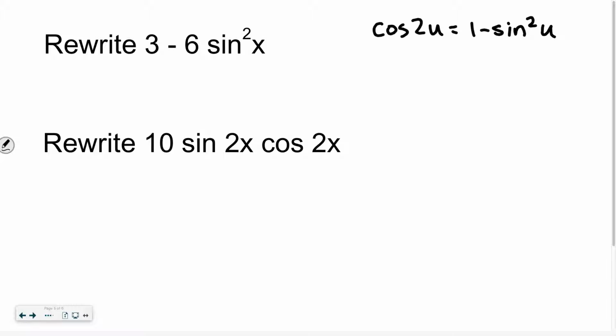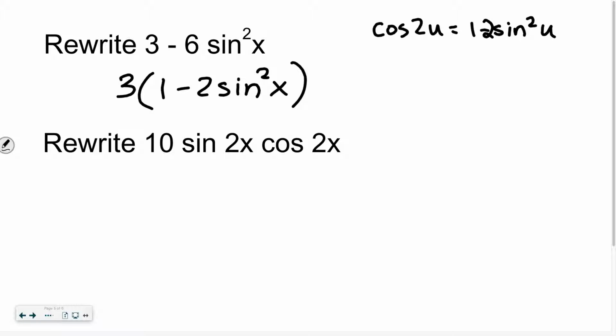We need it to actually look like that, so how can we do that? Factor out the 3. Yes, if you factor out the 3 from the 2 terms, then they will look like 1 minus 2 sine squared, won't they? So here you want to factor out the 3. Okay, then we're left with 1 minus 2 sine squared x.